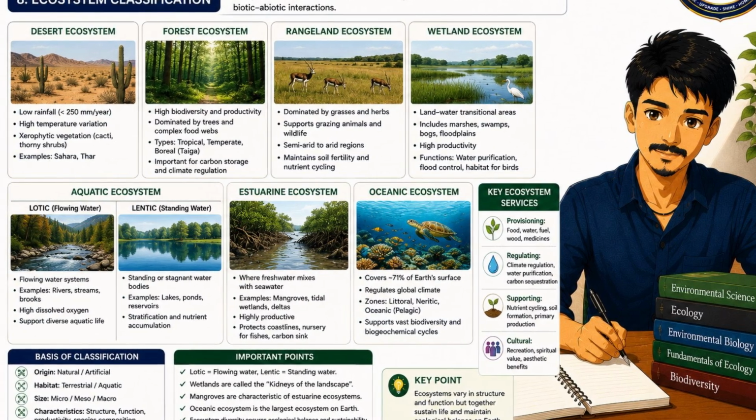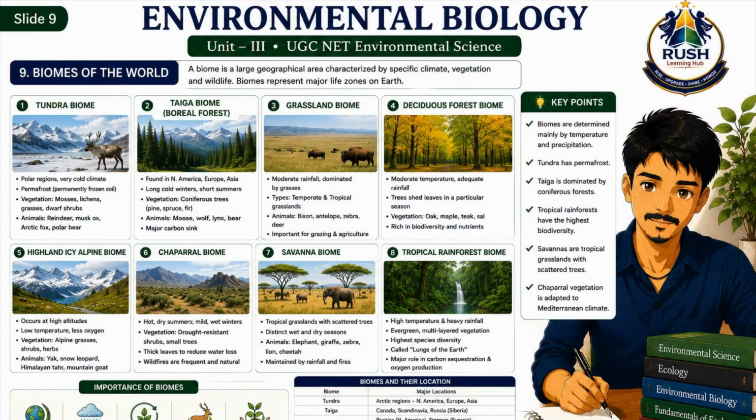A biome is a large ecological unit characterized by distinct climatic conditions, vegetation, and associated animal communities. Biomes represent major life zones of the Earth and are primarily determined by temperature and precipitation patterns. Each biome possesses unique physical conditions and supports characteristic flora and fauna adapted to those conditions. Let us begin with the tundra biome.